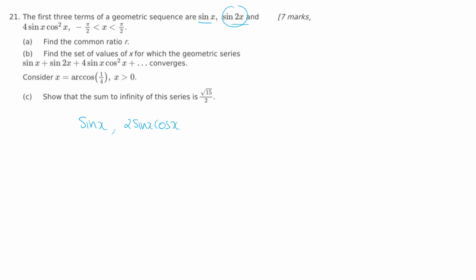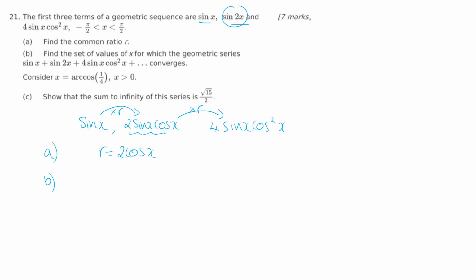Now what happens in a geometric sequence? It's the common ratio that you times by to get between the terms. And now that I've written that second term in terms of 2 sine x cos x, I can see that r is equal to 2 cos x. What do you times sine x by to get 2 sine x cos x? 2 cos x. Now I need to times by the same r to get to the next term, and if you times this second term by 2 cos x, you do get the 4 sine x cos squared x. So the common ratio for part A is that r is equal to 2 cos x.